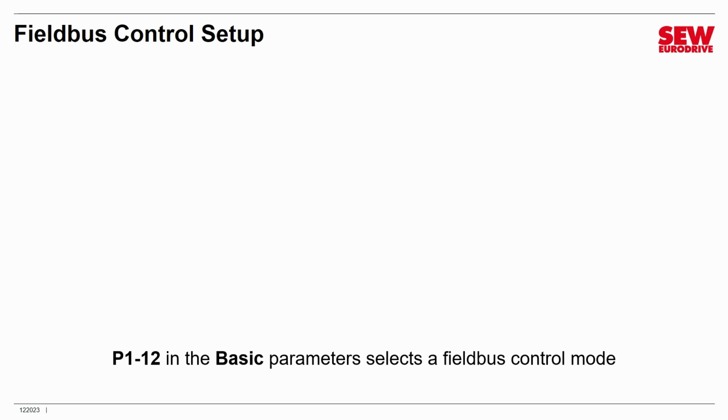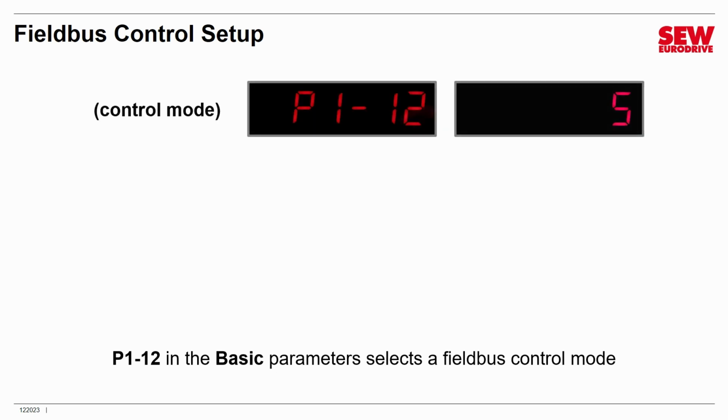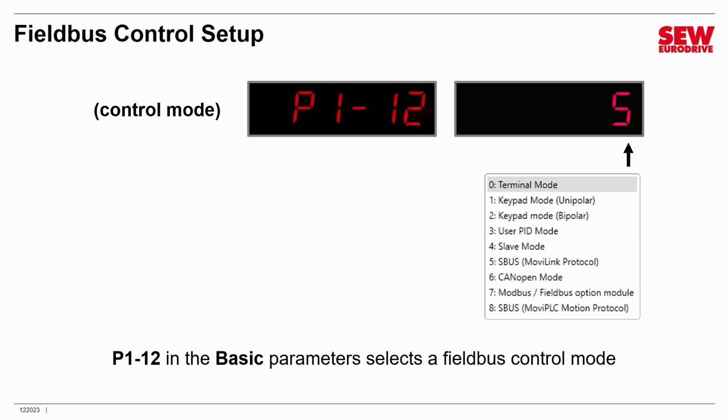This selects a Fieldbus control mode. We're very familiar with this parameter. We've used it many times before. You need to set it to a Fieldbus mode. So these are the choices right here that you can choose from, and when you're using a gateway, you must pick option 5, SBus MOVILink protocol. So be sure to pick that one. That's the one that will talk to the gateway. All right, so you set that as your control mode.